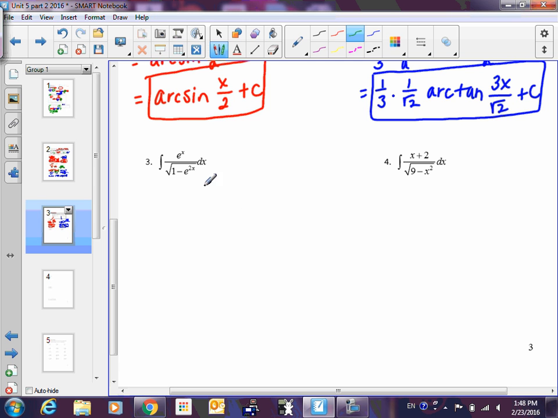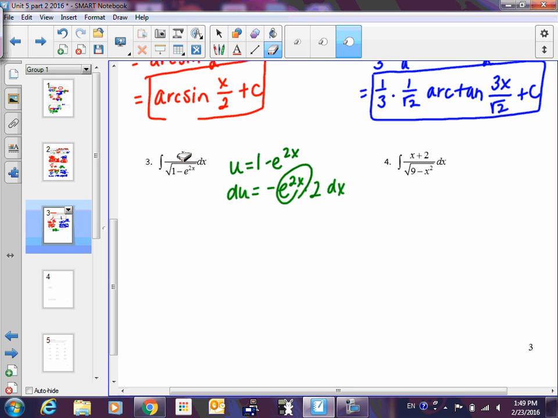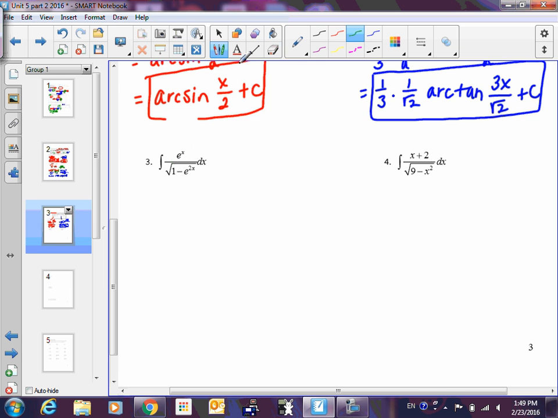I want to show y'all something though really quick. Don't write this down, just watch this. If a student just walked in and they didn't even know about those two formulas and they were trying to integrate this problem, they would probably let u be the denominator. Don't write this. Just watch. And then du would be negative e to the 2x times 2 dx. And you see how this is not matching up to here? It's not the same. So that's how I know this was not a good u. That's why I was telling y'all not to write this.